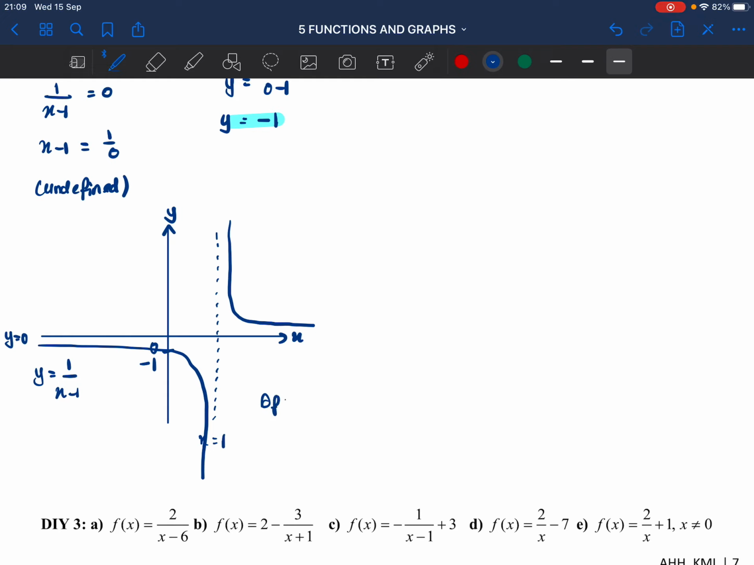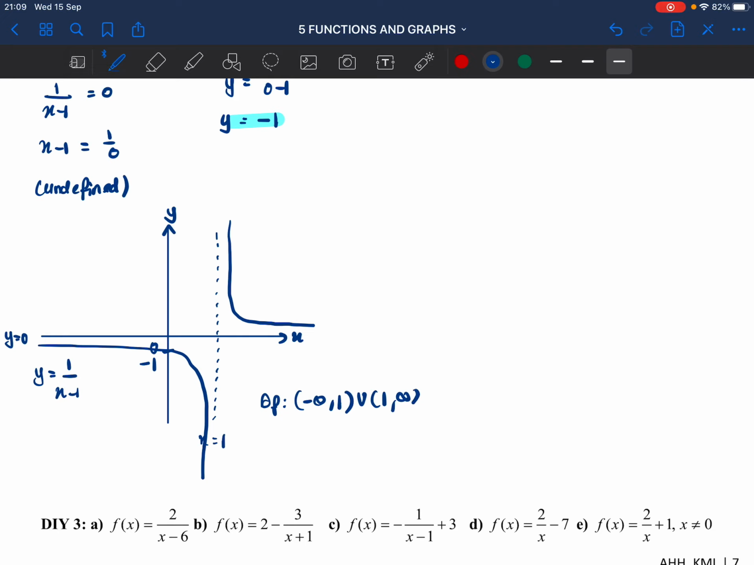So our domain should be, ingat back to the first video di mana kita cari domain dengan range. From the left, negative infinity, berhenti di 1. Okay, tapi 1 tak termasuk. So that should be negative infinity to 1, open. Okay, then we're going to continue from 1 to infinity. Okay, union 1 to infinity.